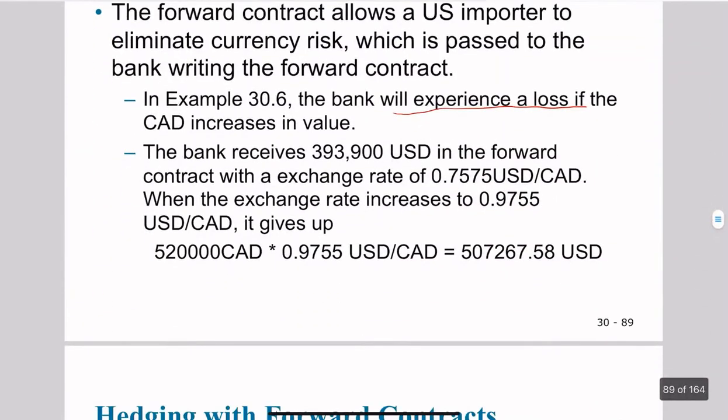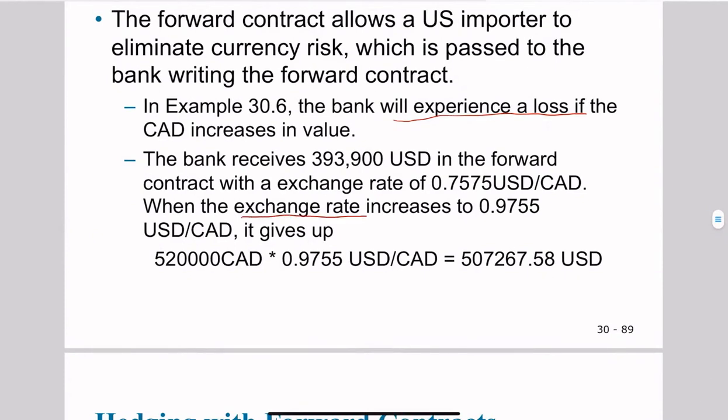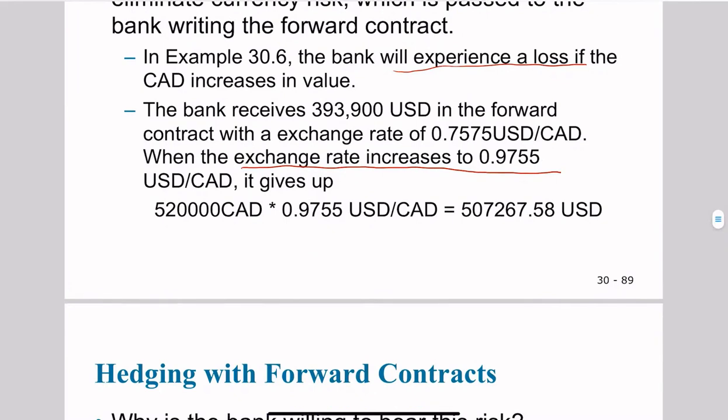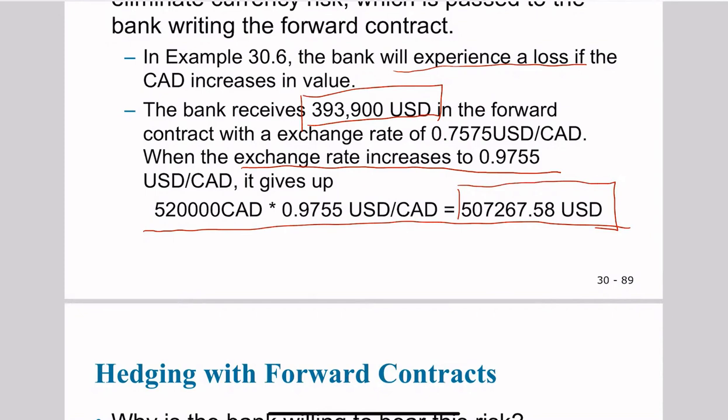And you can see that if the exchange rate increases to 0.9755 USD per CAD, the bank will receive this amount. However, it will have to give 520,000 Canadian dollars to Whole Foods. And the value of these Canadian dollars can be calculated like this, right? You use 520,000 Canadian dollars times the exchange rate. So you can see that the value of these Canadian dollars would be about 500,000 US dollars.